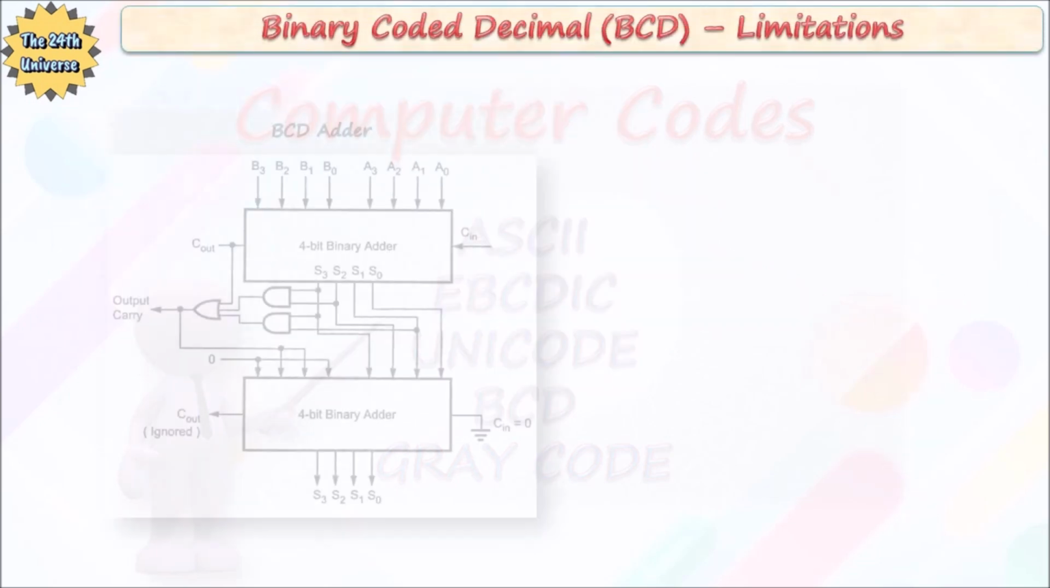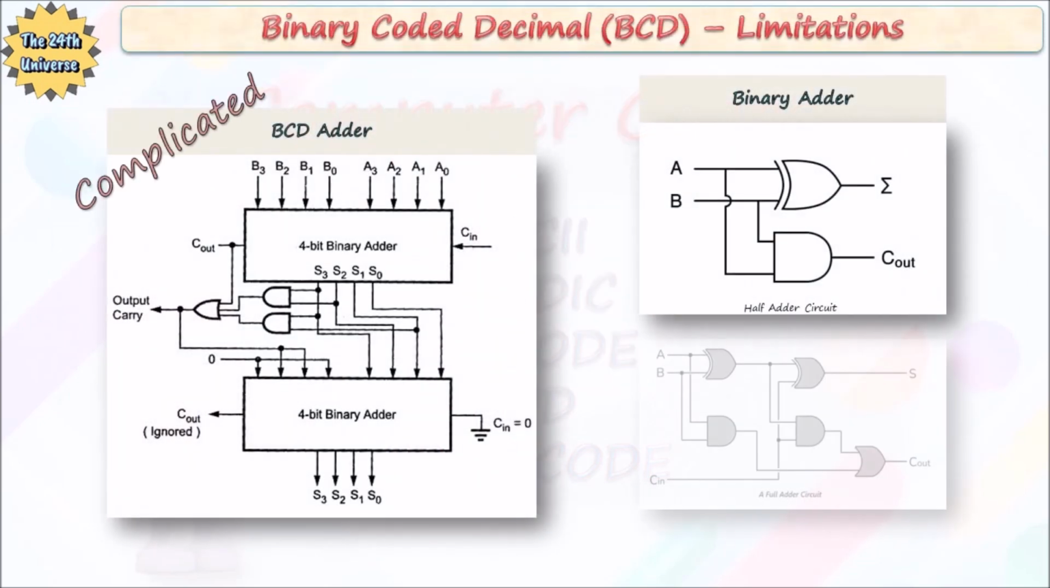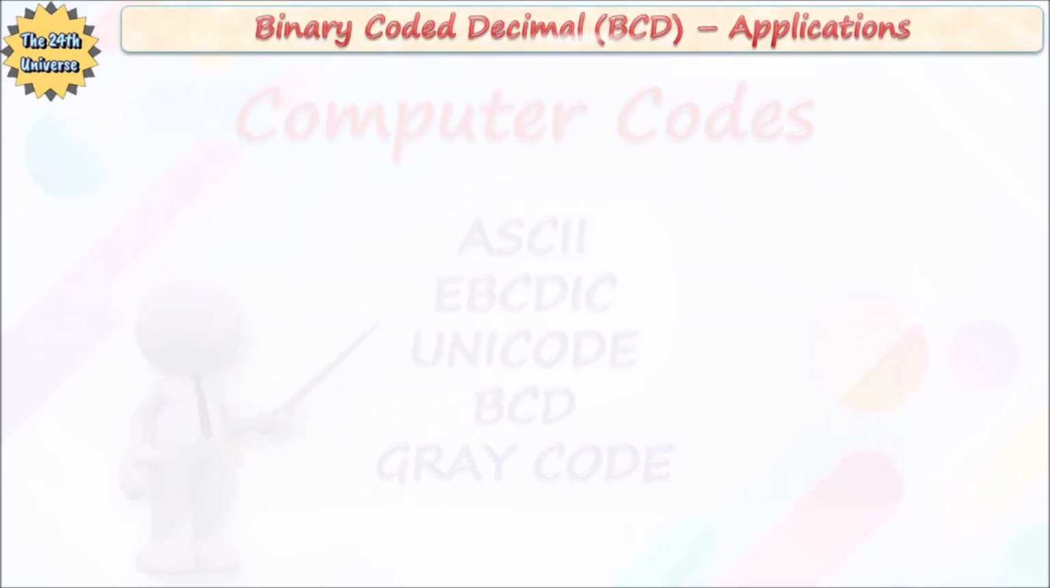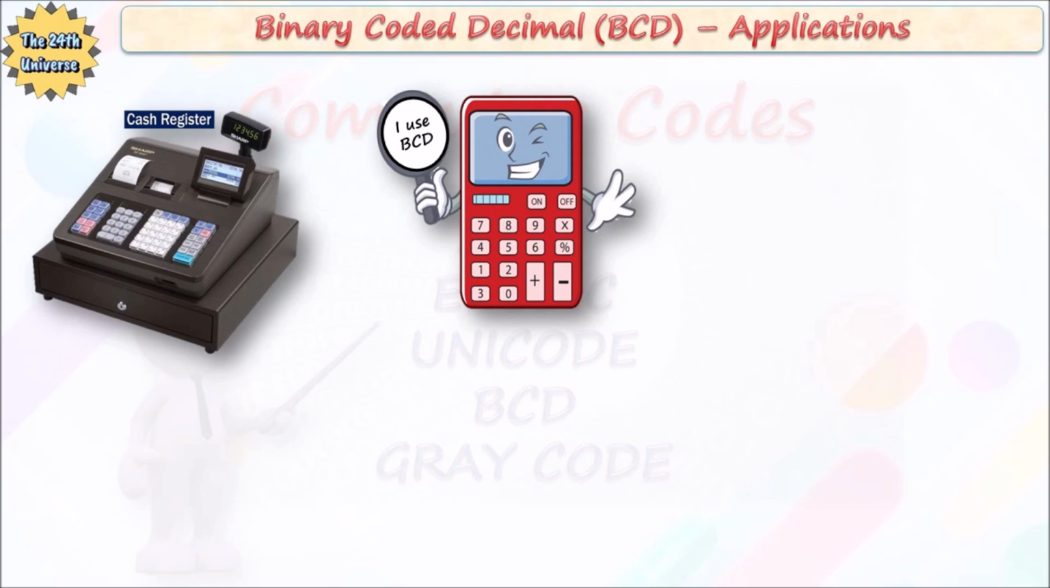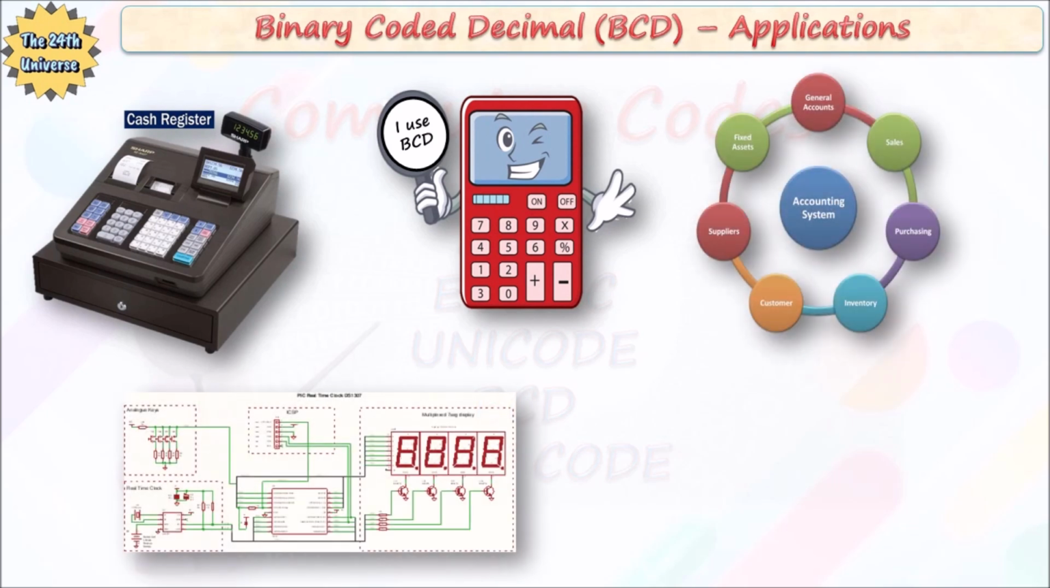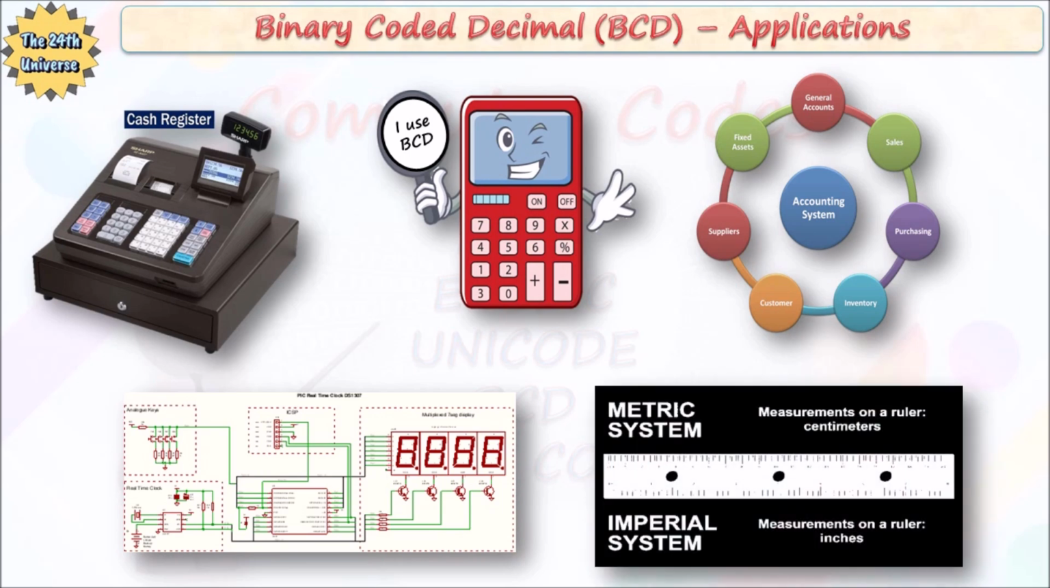BCD arithmetic is difficult, requires more complicated circuits, and needs more bits than binary. BCD is commonly used in digital systems that require precise decimal arithmetic, such as calculators, cash registers, and accounting systems. It is also used in real-time clock circuits and measurement systems.